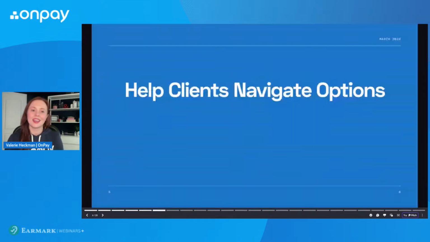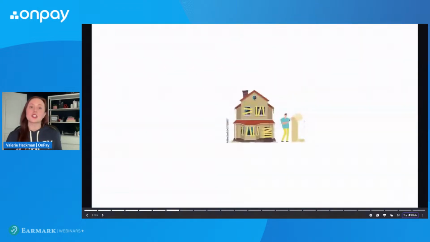Let's start with figuring out the right fit. The biggest hurdle for switching payroll providers may very well be that initial leap, making a choice and seeing that decision through. Imagine that you have a small business client who is feeling like they're in a bit of a broken house when it comes to payroll.